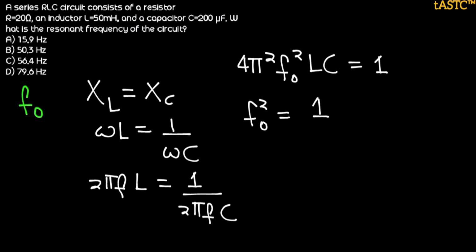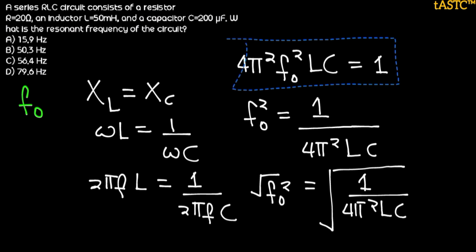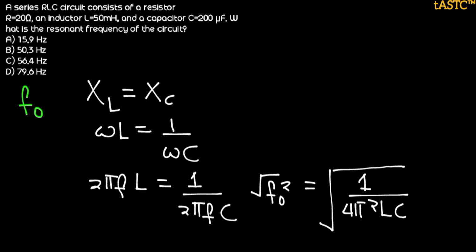So that is going to be divided through by 4 pi squared LC. That is going to give us 4 pi squared LC. So we need to find the square root of this. If we took the square root of both sides, on this side we're going to have 1 divided by 4 pi squared LC. And from here, this is going to cancel the square root. So we're going to be left with f naught, which is the resonant frequency.